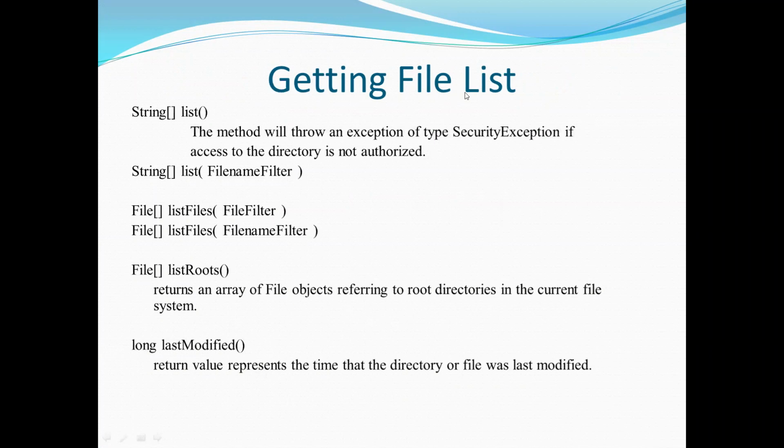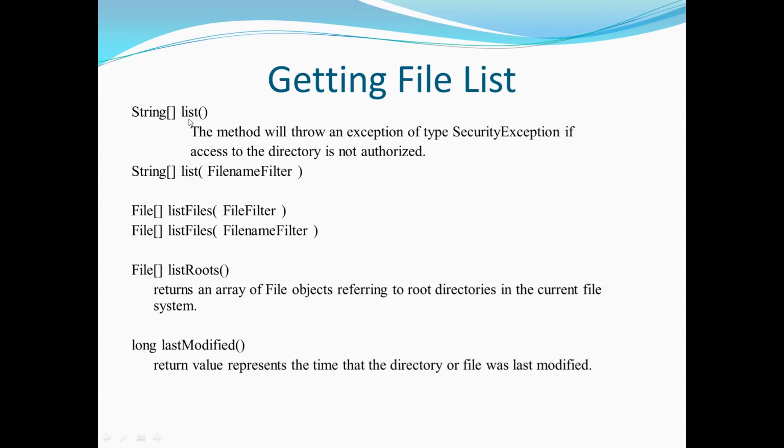Another one is getting the file list. There is a method called list. You can get all the files which are available in the directory. This method will throw an exception of the type SecurityException if access to the directory is not authorized. If you want to see the list of all files available in a directory, you can use this method, that is list. And as you can see, it returns a string array.